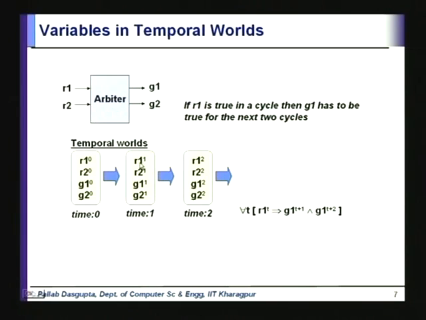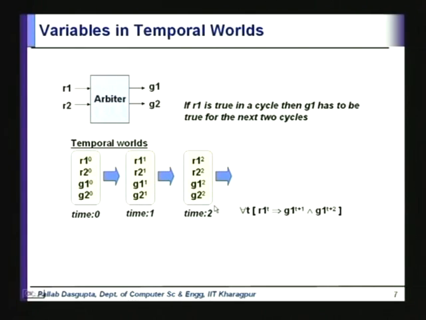It represents the value of R1 in the next clock cycle, in the clock cycle following the initial cycle. And similarly, R1 2 is the value of R1 in the second clock cycle. Similarly, R1 3, R1 4, R1 5 are all distinct variables representing the value of R1 in clock cycles 1, 2, 3, 4 respectively. Is that clear? Similarly, we have them for R2, for G1 and for G2.